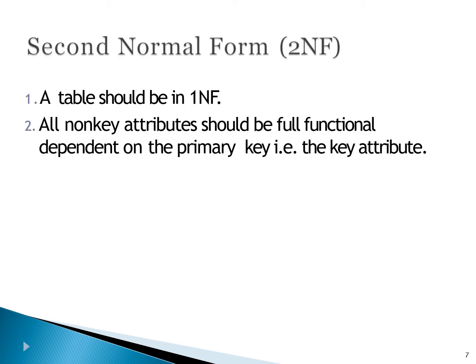Now we will move to second NF. For a table to be in second NF, the following rules are required. First, a table should be in 1NF and all non-key attributes should be fully functionally dependent on the primary key, that is the key attribute.